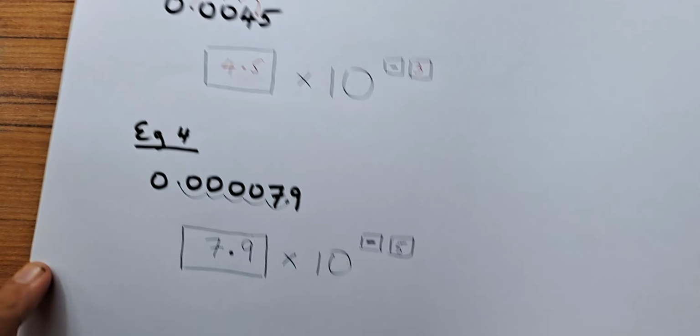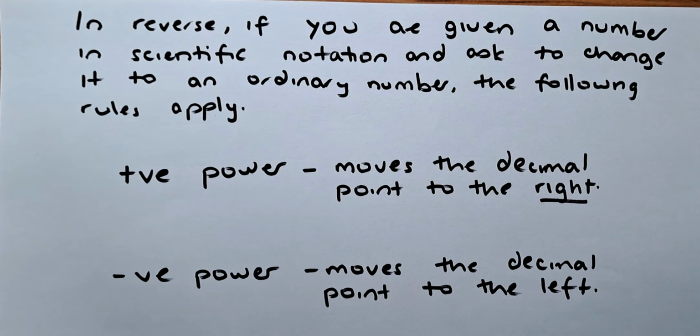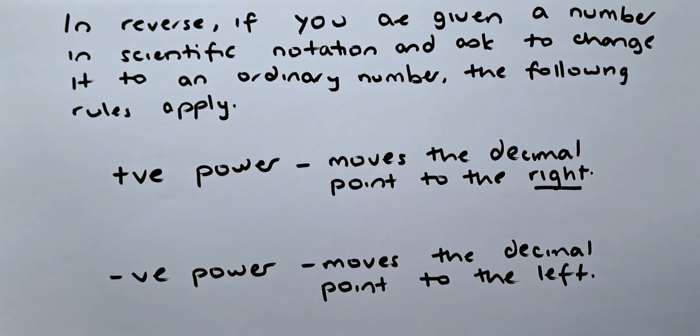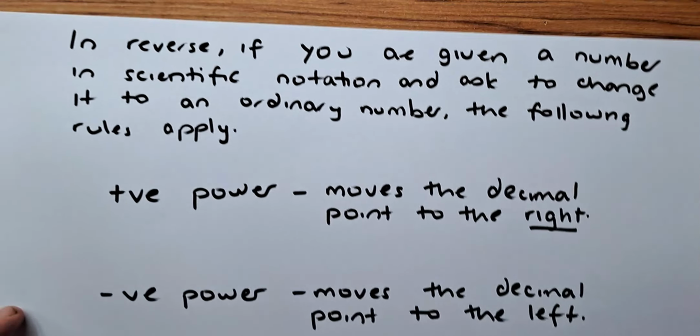Great. Now we shall look at it in reverse. If you are given a number in scientific notation or standard form and asked to change it to an ordinary number, you need to do the following. If the power is positive, you move the decimal point to the right. If it's a negative power, you move the decimal point to the left. Got it? Great. Now we shall look at some examples.